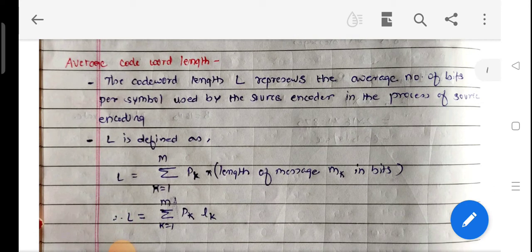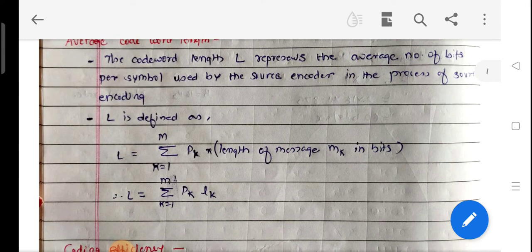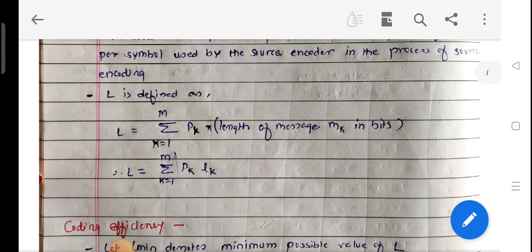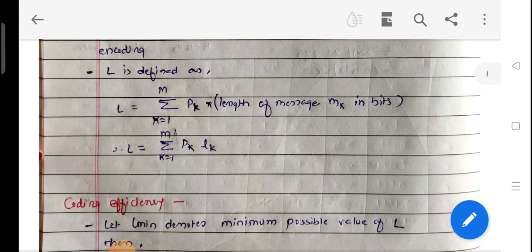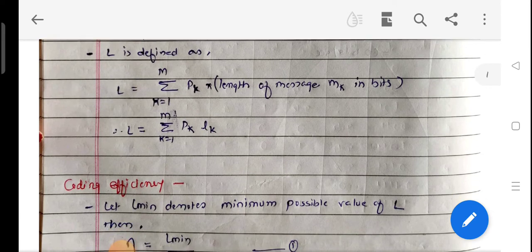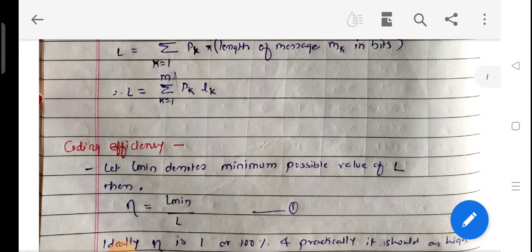It is denoted by capital L, and it is given by the formula L equals summation of pk into lk, where k goes from 1 to m. Here lk represents the length of message mk in bits, m is the number of messages, and pk is the probability of occurrence of those m messages. The next definition we will see is coding efficiency.